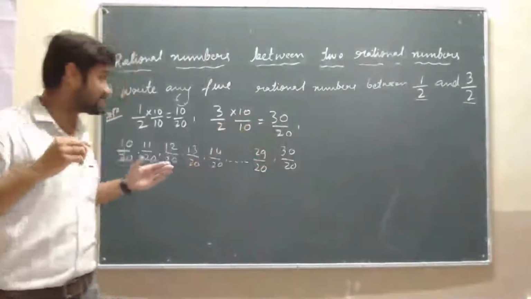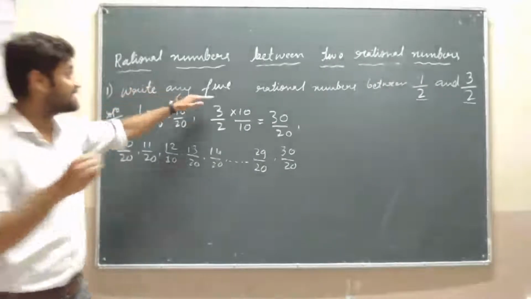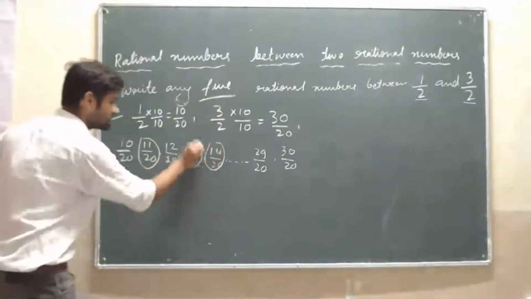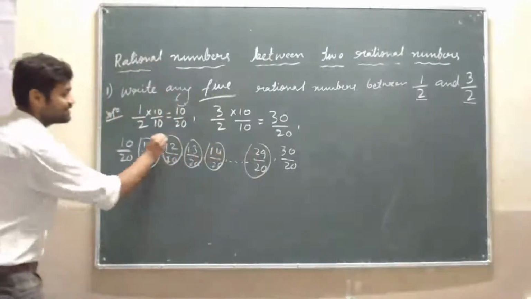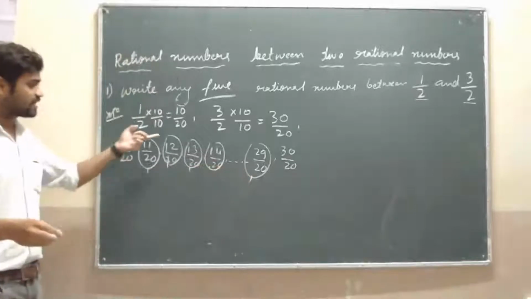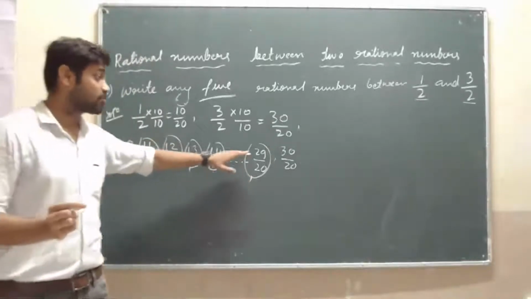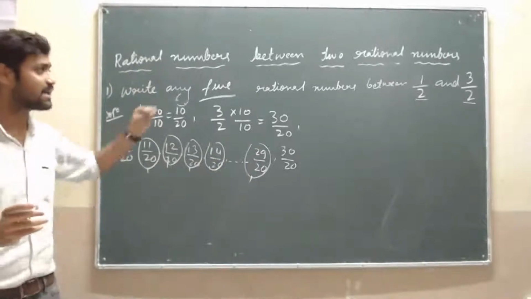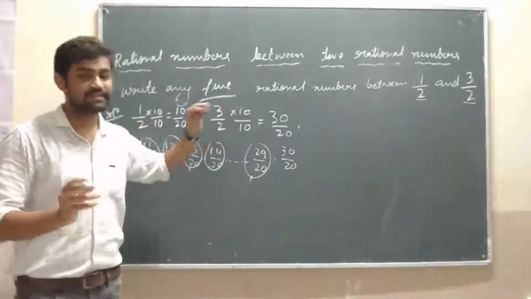Isn't it? Yes. How many rational numbers has he asked? That is only 5. Right? Any 5, choose any 5. Oh, sorry, I have written only 5 now. This 5, write it. That is 11 by 20, 12 by 20, 13 by 20, and 14 by 20, as well as 29 by 20. These are the 5 rational numbers I will write for this question.